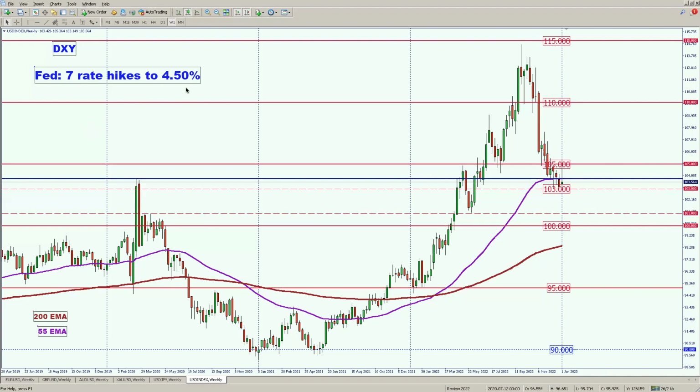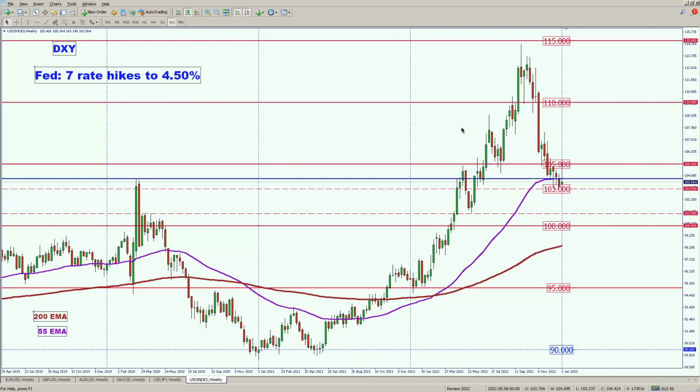The next meeting is on February 1st, and hoping that they will slow down the rate of increase to perhaps 0.25%. The last increase was 0.5 after 4 consecutive increases of 0.75% or 75 basis points. So hoping that they will slow down.